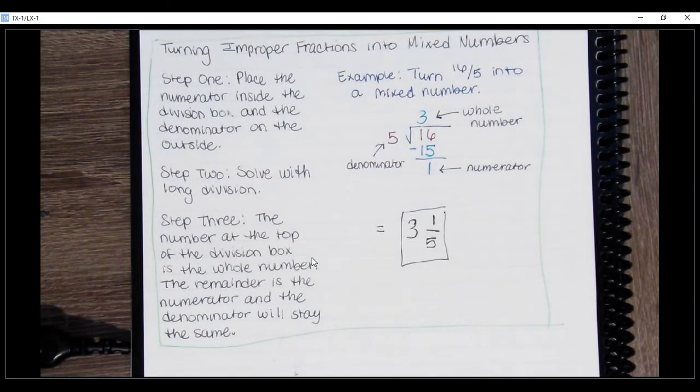All of these skills are just the starting point of doing operations with fractions. You need to know how to do these in order to continue with the other learning. So please ask questions and good luck.